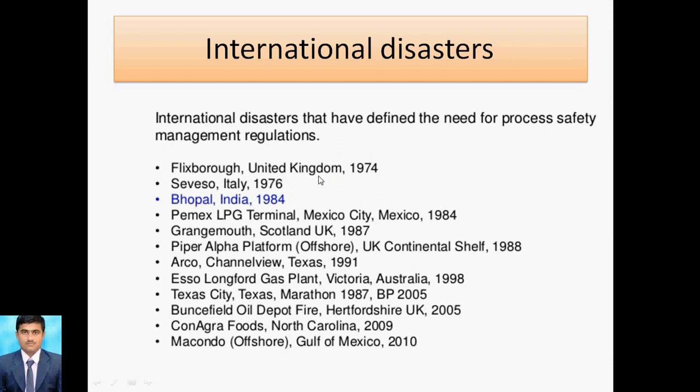There are a number of examples here: in the United Kingdom, Flixborough is there, then Grangemouth, Scotland, the Piper Alpha platform, and Texas City, Texas. There are a number of disasters. According to that, we can observe and then implement regulation for different industries. This is essential because it is required for safety purposes.